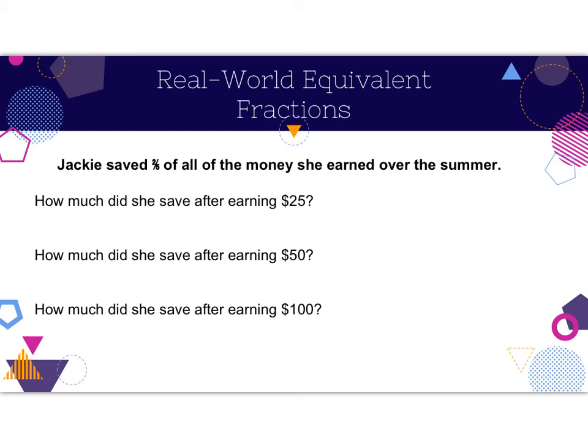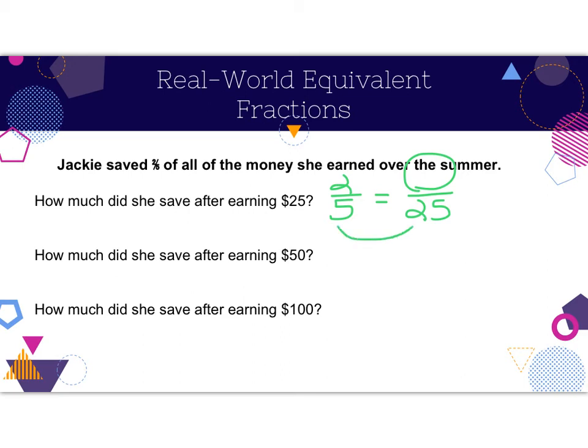Here's a couple of real-world equivalent fractions problems. Jackie saved 2/5 of all the money she earned over the summer. How much did she save after earning $25? Well, if she saved 2/5, that means that we're going to start with 2/5 as our original fraction. 2/5 means that she saved $2 out of every $5, except this time we're asked how much after $25. 25 would be the total amount that she earned, and what we don't know is how much that she actually saved. So we'll use an equivalent fraction.